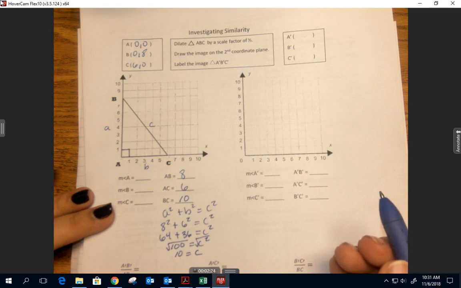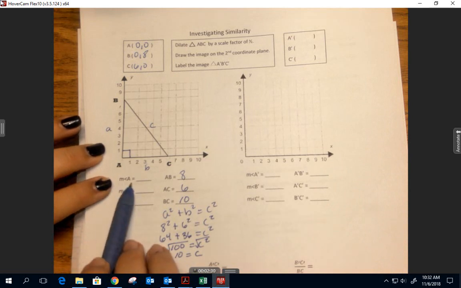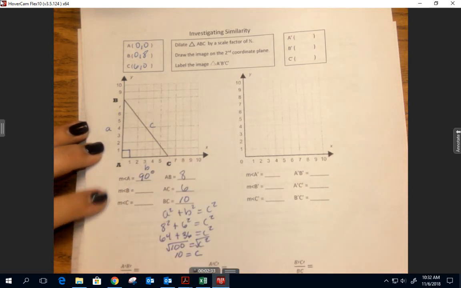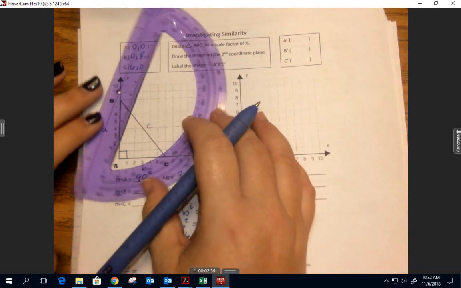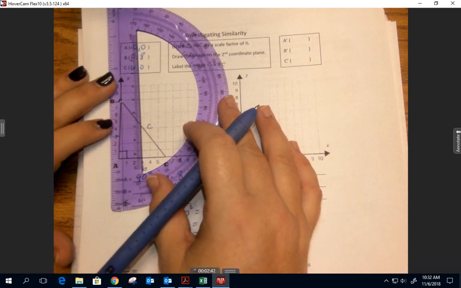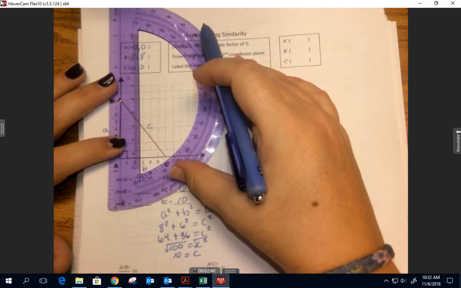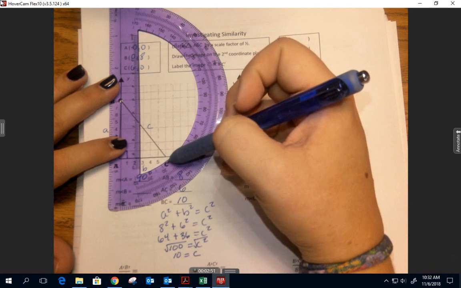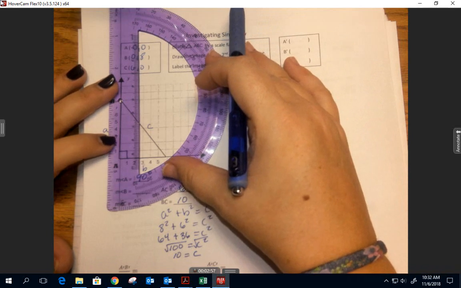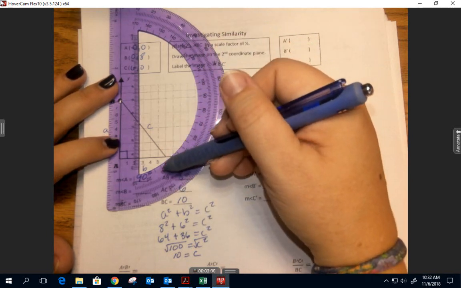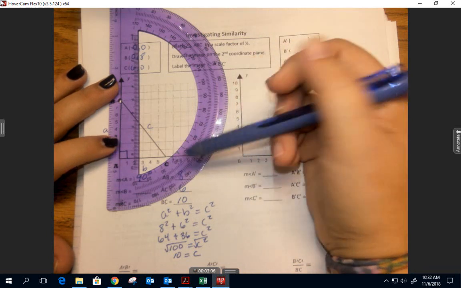Alright, so there are my measurements of each side of this triangle. Now let's find the measures of each angle. Well, we know that angle A is 90 degrees. Angle B, I'm going to have to measure angle B. So I'm going to use my protractor here, and I can see, I'm going to swing, it's not long enough. I can see that's about 30, whoops, I'm not on there, there we go. About, let's see, this is 30, this is 35, I'm going to say about 37 degrees.